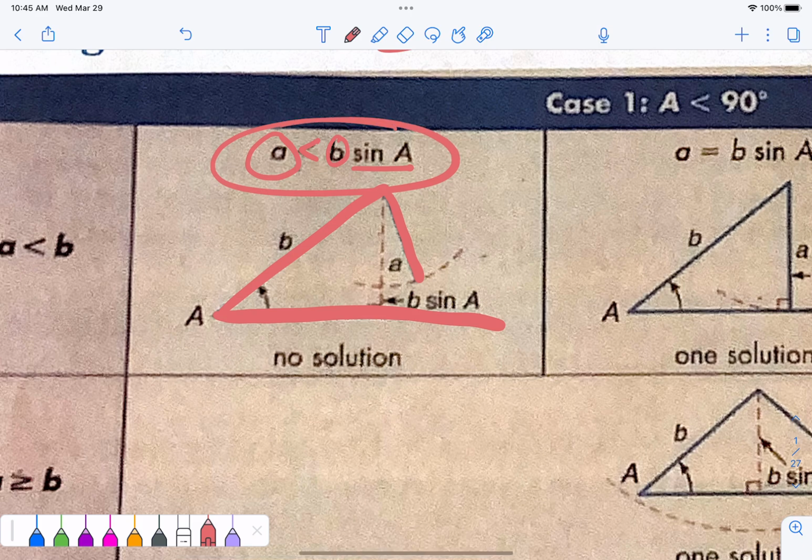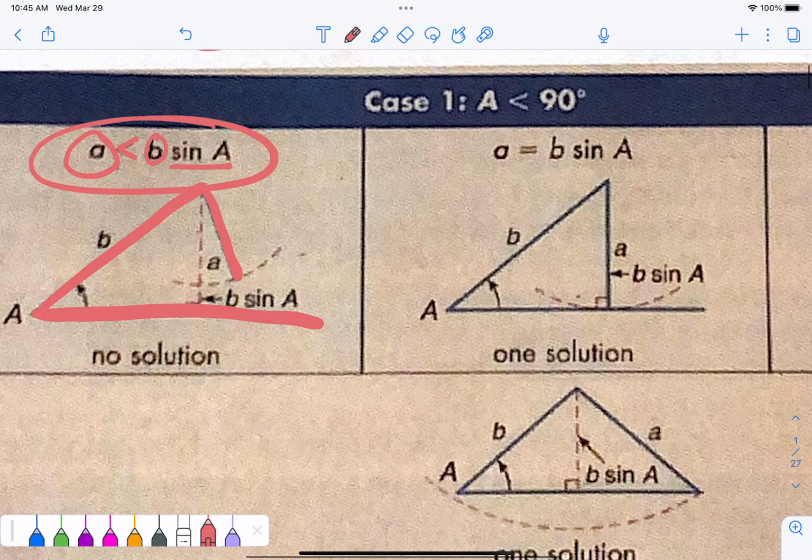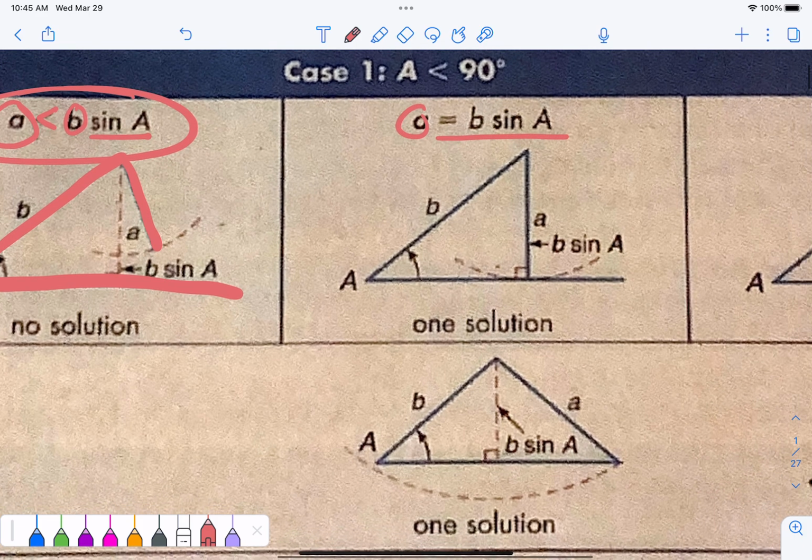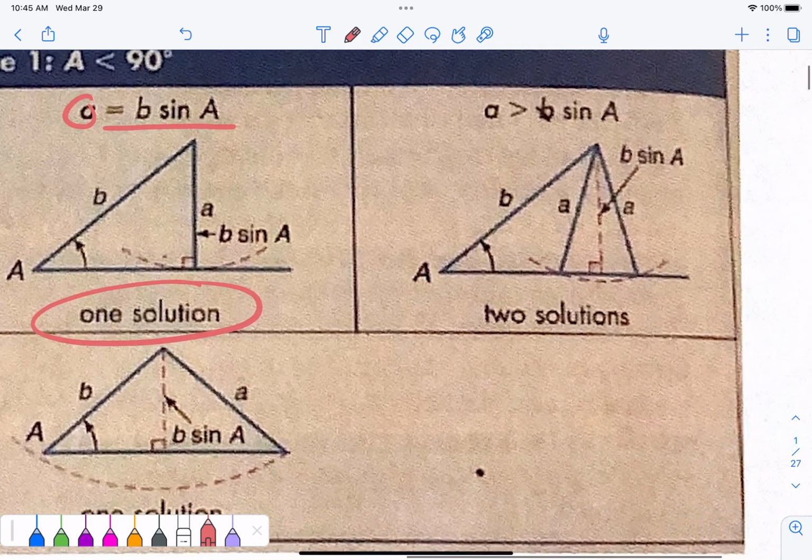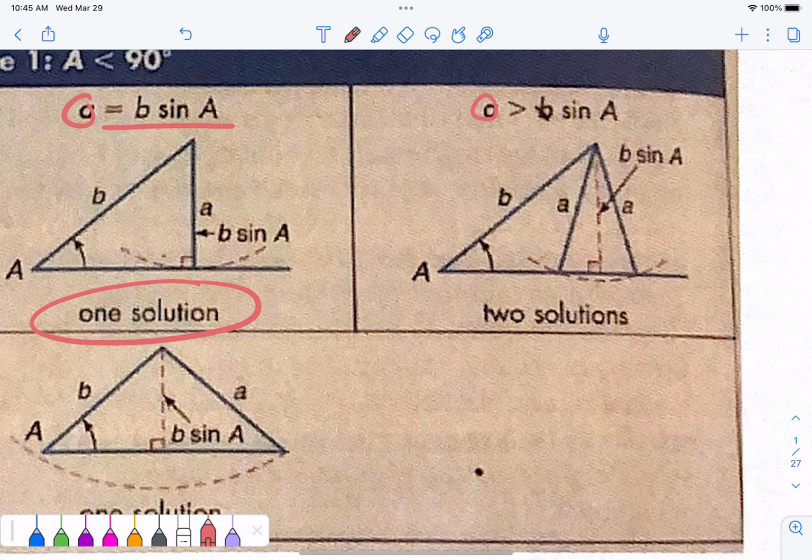This is the thing that you look for, and then that will give us no solutions. We'll go through these, okay? If a is equal to b sine of A, then you will have one solution, like what we just got done doing. We had one solution. It came out nicely. We've solved all 6 things, and he was good to go. If a is greater than b sine of A, you'll have 2 solutions, okay?